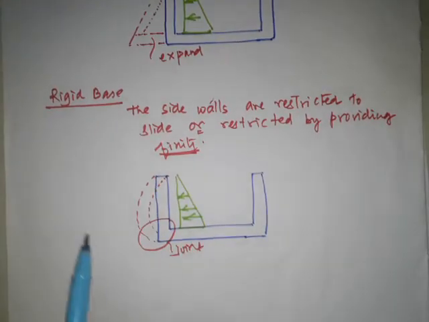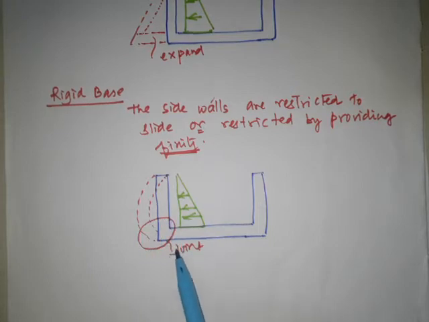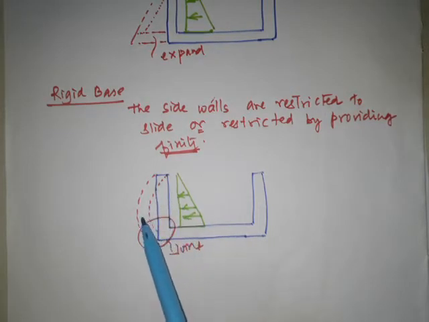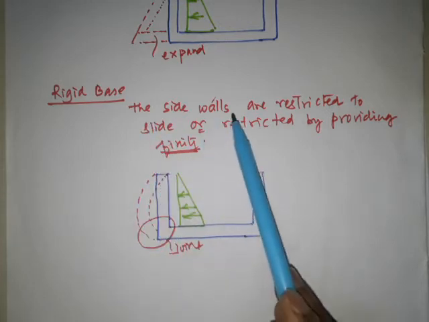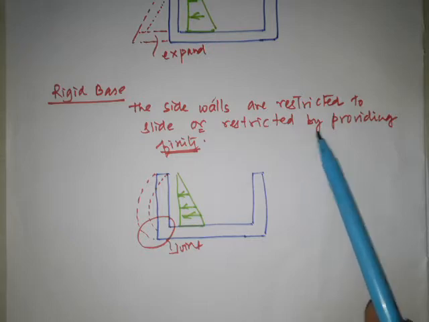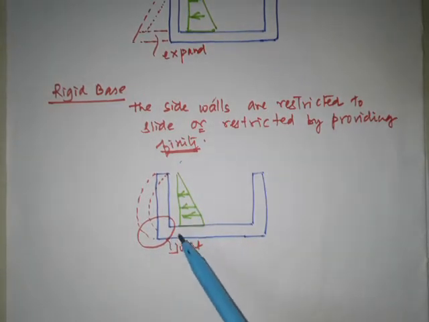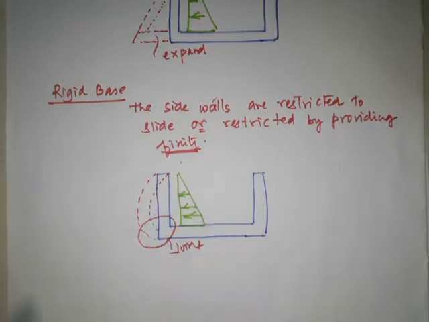Then we have the rigid base. In the rigid base I discussed how the deflection takes place, or the bulging of the wall, because of the rigidity in the joint. Here the side walls are restricted to slide by providing the fixity. Because of the fixity the walls are restricted to slide, so the walls are not allowed to expand at the joint. It may deflect because of the fixity.